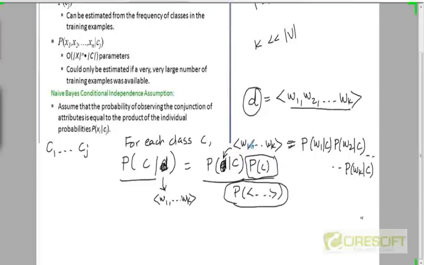Now that probability is difficult to estimate directly because you need a huge number of training examples of documents from class C so that you are able to see a sufficient number of documents that have exactly these keywords in them.